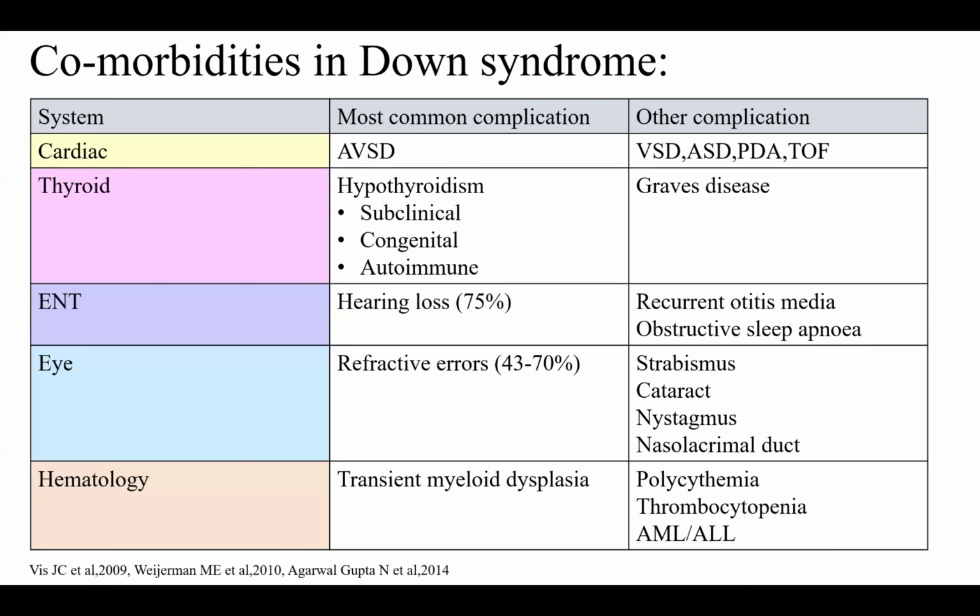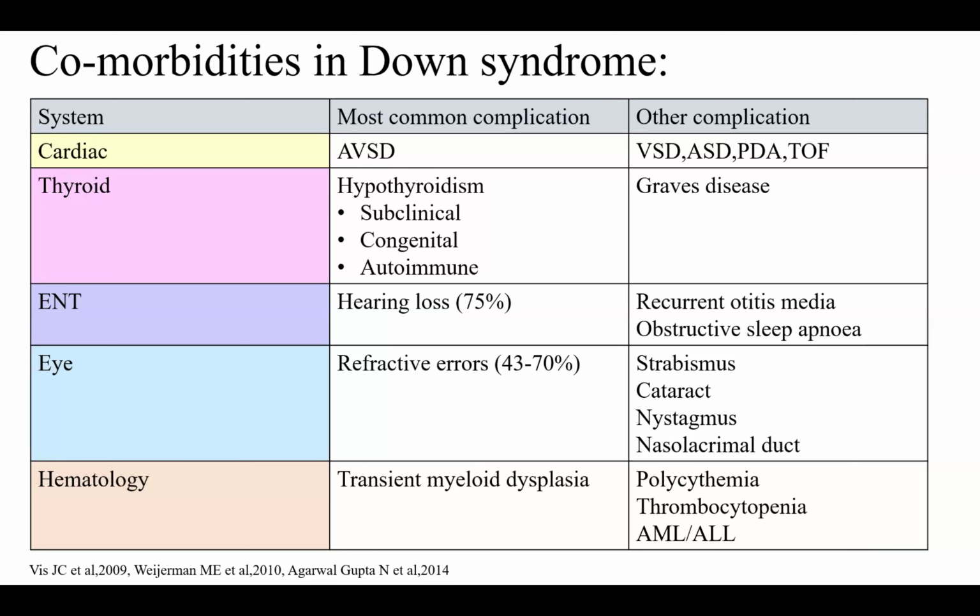So comorbidities in Down syndrome include cardiac, where the most common complication is atrioventricular septal defect. Other complications include VSD, ASD, PDA, and TOF. Thyroid: hypothyroidism is the most common, which could be subclinical, congenital, or autoimmune. And other complications include Graves' disease.